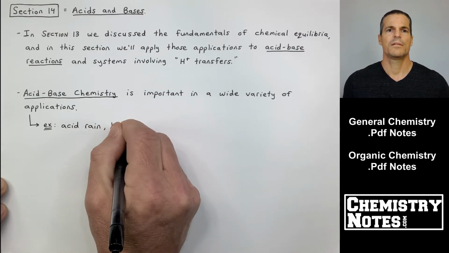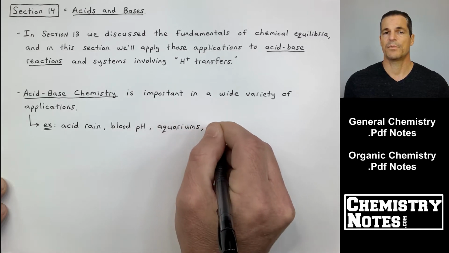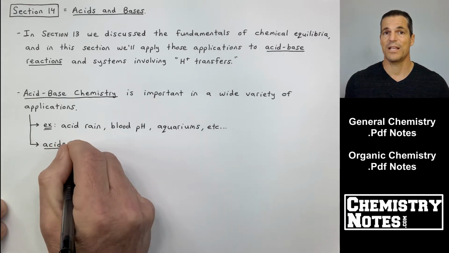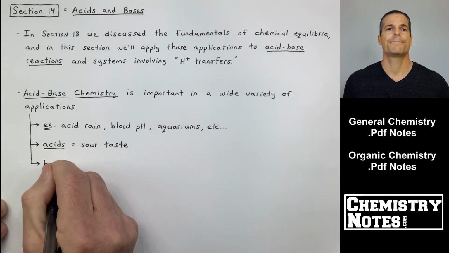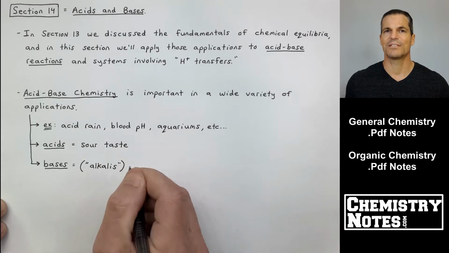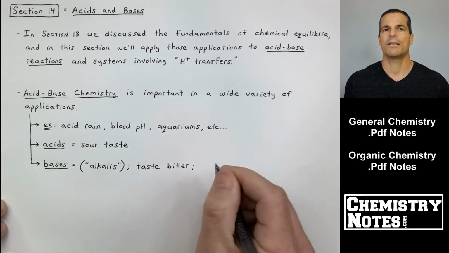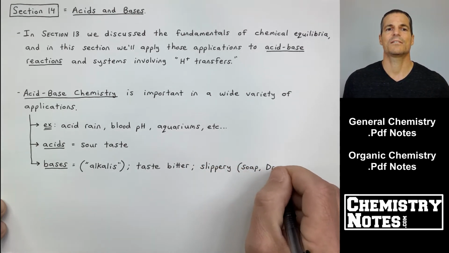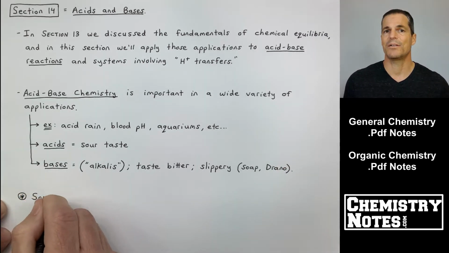Acid-base chemistry is important in a wide variety of applications. Some examples that you see in everyday life or in environmental chemistry are acid rain, blood pH, aquariums, pools, etc. Now, very, very generalized, acids are sour. Things like lemon juice or vinegar are examples of acids. An everyday example of a base would be soap or Drano.